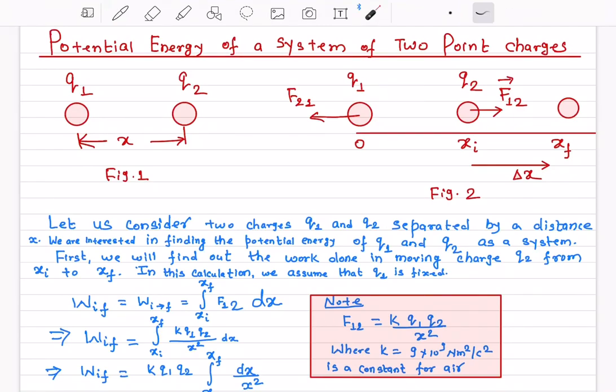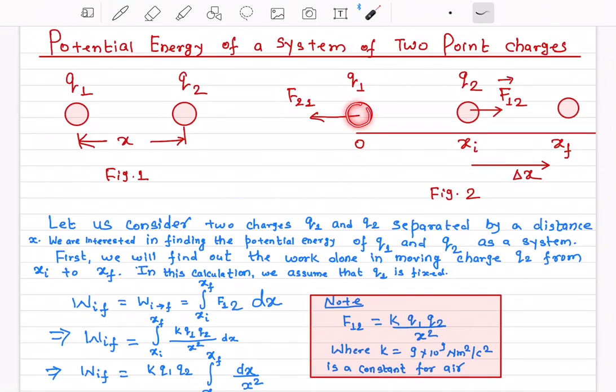In this video, I'll talk about the potential energy of a system of 2-point charges. Let's say you have 2-point charges Q1 and Q2, and these two charges are separated by a distance x. Our goal is to find out the potential energy of the entire system, not due to one charge, but for the entire system. What is the electric potential energy? That's what we're going to find out.